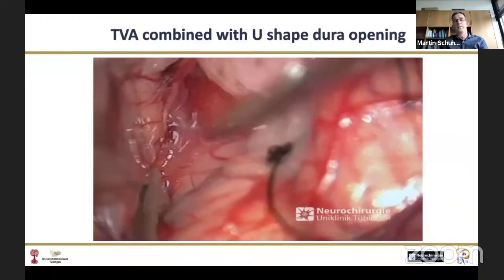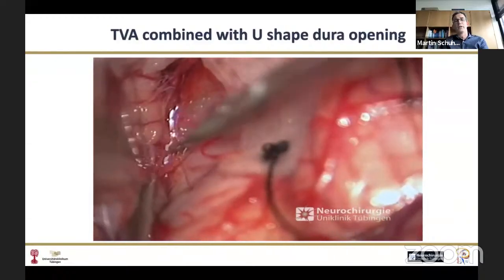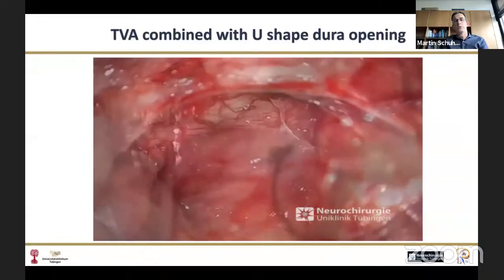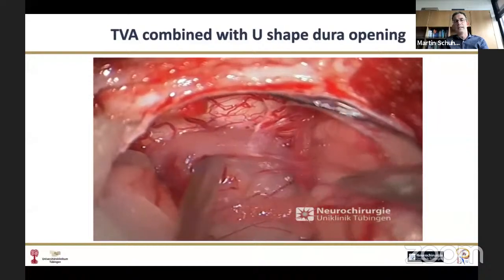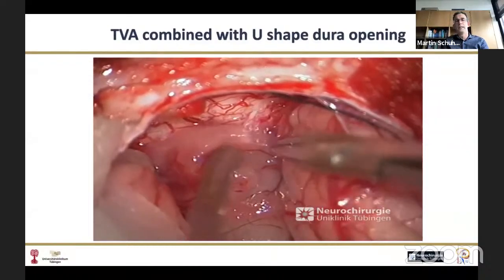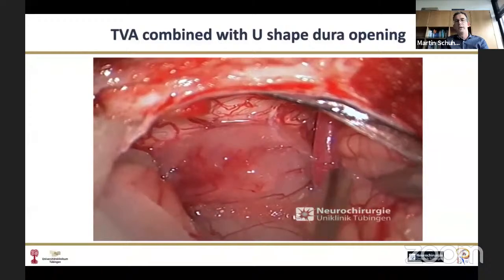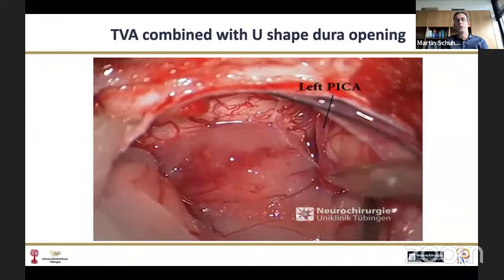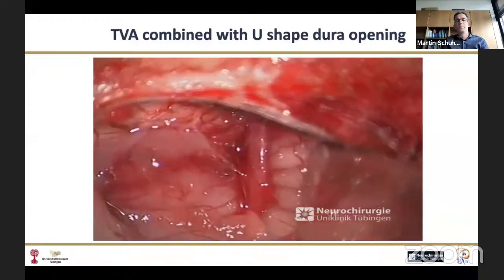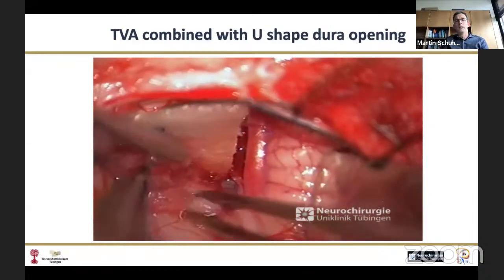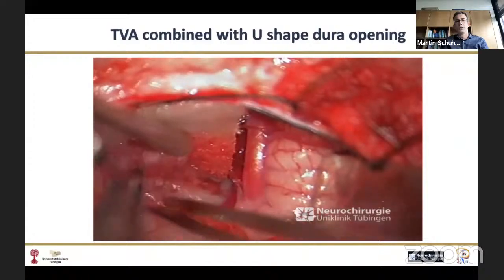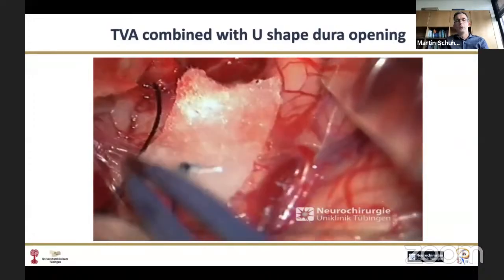So before I start debulking, I first get my orientation and totally complete the dissection on both sides. Identify here is clearly the PICA, which you have to identify first. So you need to know your landmarks before you debulk. And in medulloblastomas, it can be very bloody when you start the debulking. So first of all, you need to know your landmarks.